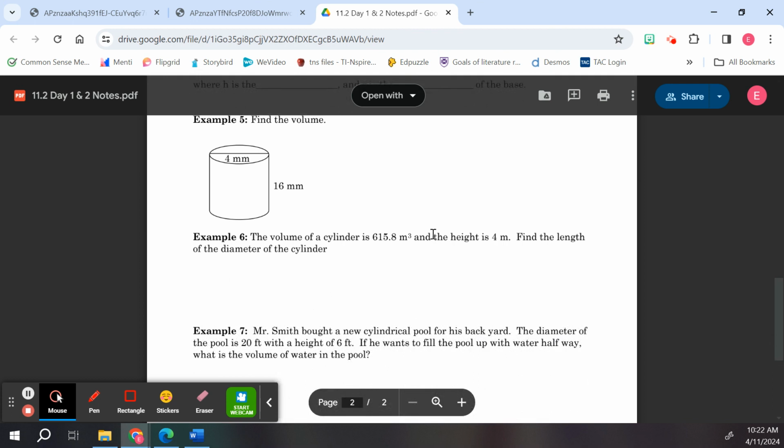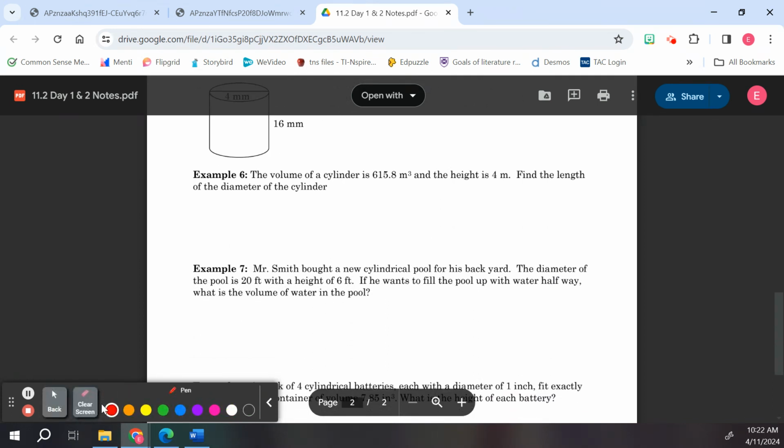All right, let's take a look at example 6. It says the volume of a cylinder is 615.8 meters cubed, and the height is 4 meters. Find the length of the diameter of the cylinder.